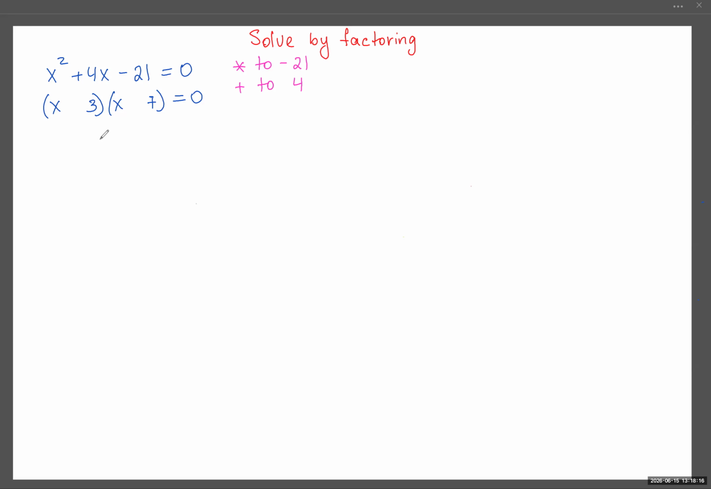When we multiply them together, they give me a negative number, which means one of them is positive and one of them is negative. When I add them together, they need to give me a positive 4, so the bigger number has to be positive and the smaller number is negative. Now that we have it factored, we need to use the zero factor property to set each parenthesis equal to 0, and then solve these two linear equations for x.